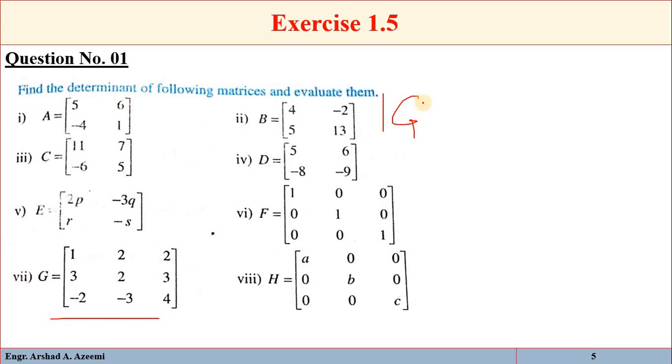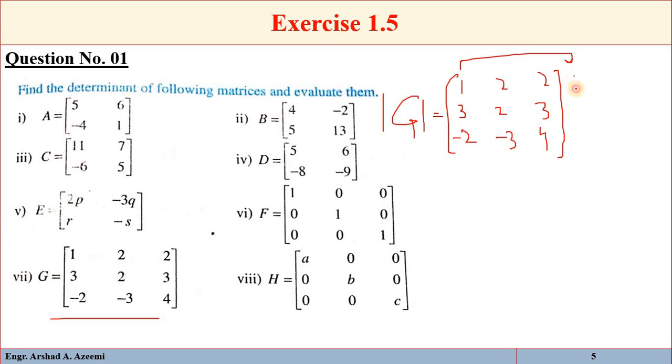So for the determinant of this matrix, see there are different methods to find the determinant of a 3 by 3 matrix, but here we will use the simplest method. Okay, so write the matrix. Now write the first column again, okay, write the first column here again, 1 3 minus 2. Write the second column here, okay, 2 2 minus 3.